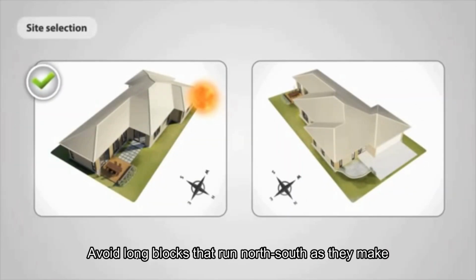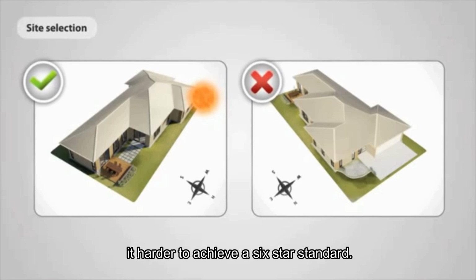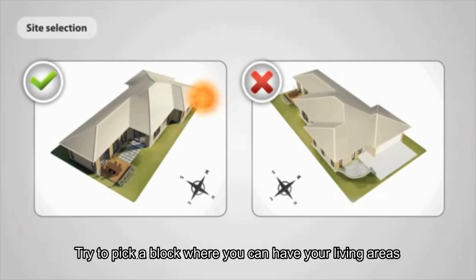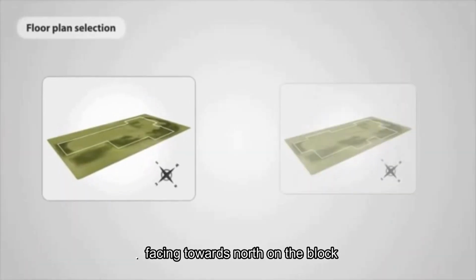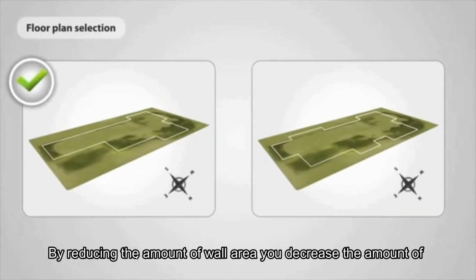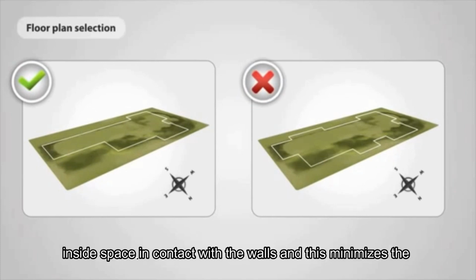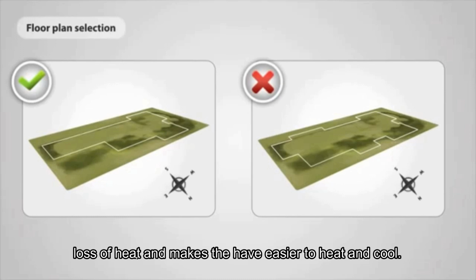Avoid long blocks that run north-south as they make it harder to achieve a 6-star standard. Try to pick a block where you can have your living areas facing north. By reducing the amount of wall area, you decrease the amount of inside space in contact with the walls, and this minimizes the loss of heat and makes the home easier to heat and cool.